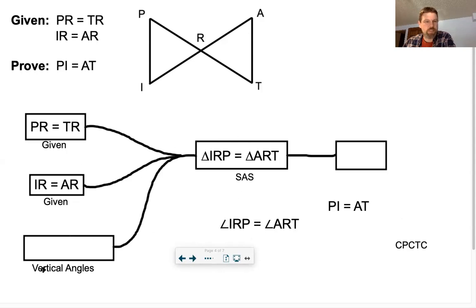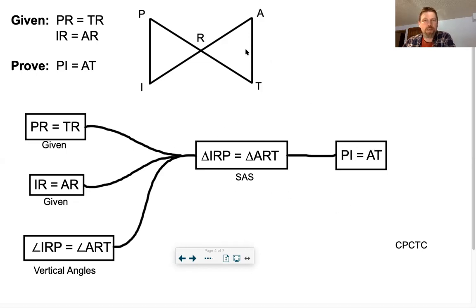If this one was missing, I would have just a side and a side. That's not enough. I need at least three parts to show a triangle congruence. So here are my three parts. And then the flowchart connects them all up and they flow into this conclusion, right? And then because I knew those triangles were congruent, I know that my PI and my AT were congruent. I knew these ones were congruent. And the reason for that was CPCTC. Corresponding parts of congruent triangles are congruent.